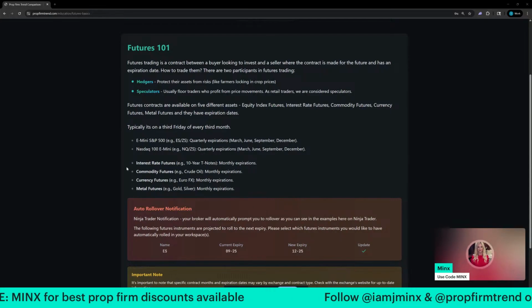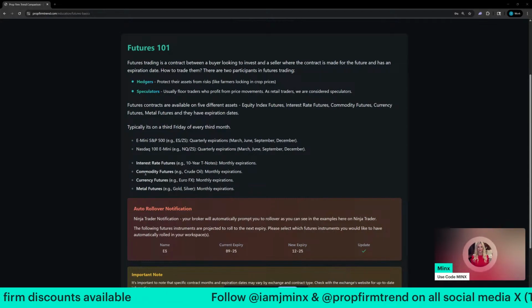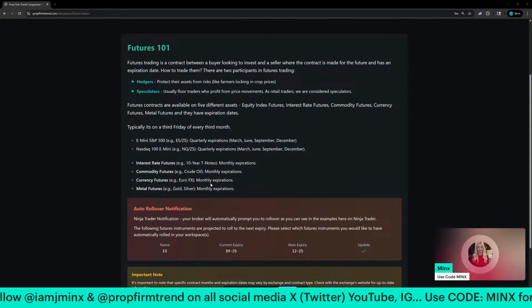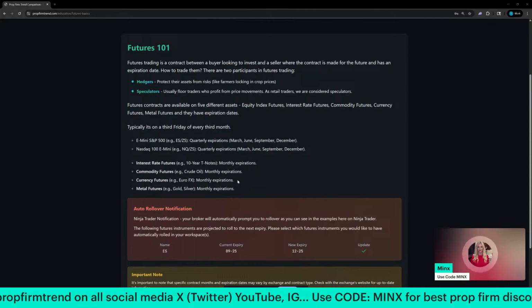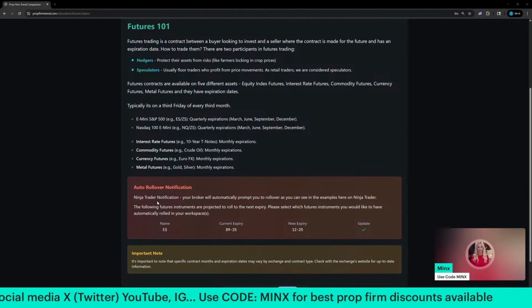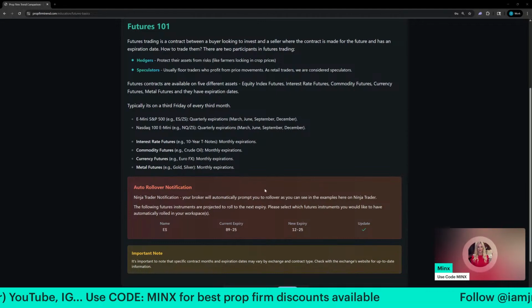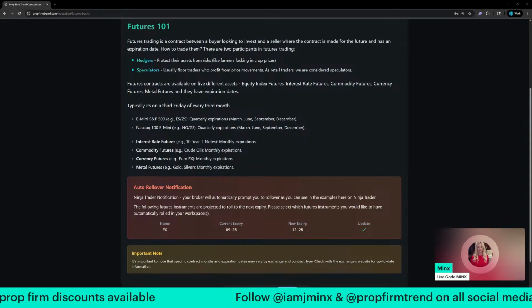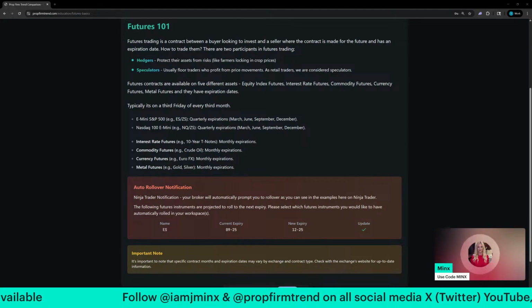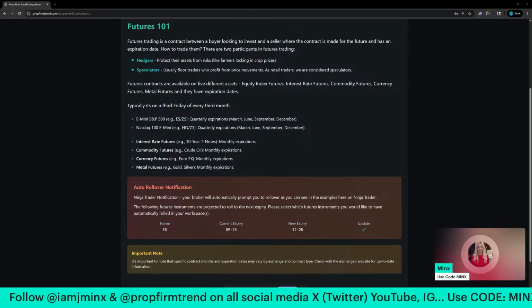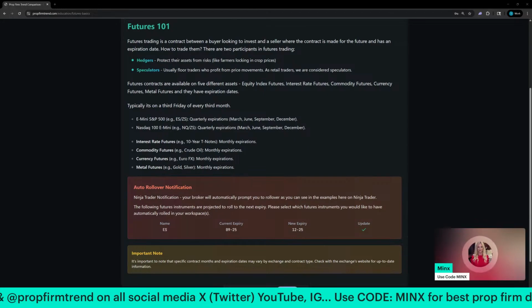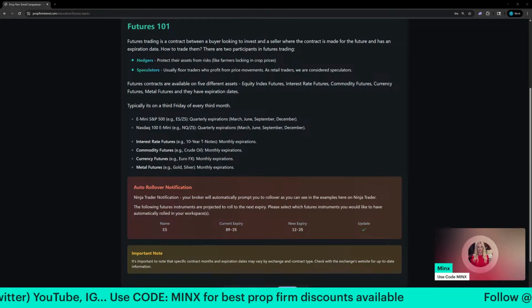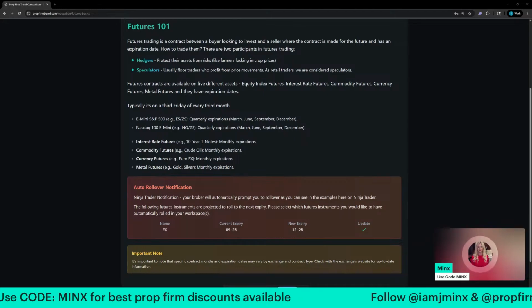But if you trade interest rates or oil, commodity futures, currency, metal futures, they expire monthly. Same thing, you're going to get an auto rollover notification to prompt you to roll over. The purpose of this is to teach some of the fundamentals and how futures work, how you can trade them on your own account, how you can get funded accounts, since I believe that many would benefit from adding futures trading to their skill set.